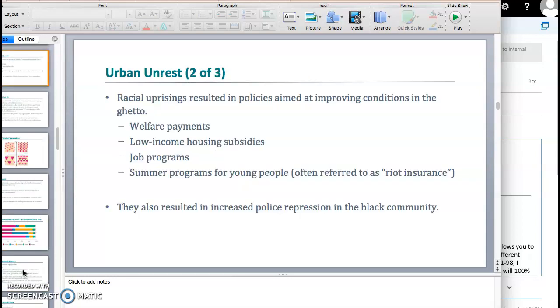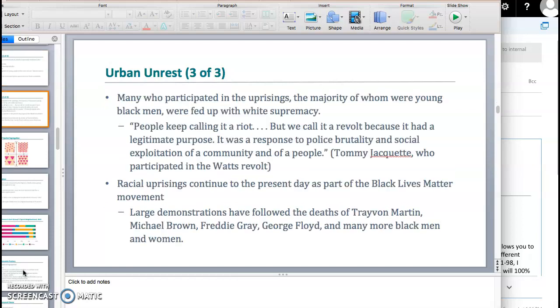And then we have the unrest with Martin Luther King. In Harlem there were racial uprisings because a young human being was killed by police officers. Then we have the Watts Revolt. Many who participated in the uprisings, the majority of them young black men, were fed up with white supremacy. People kept calling it a riot, but they called it a revolt because it had a legitimate purpose. It was a response to police brutality and social exploitation of a community and of a people.